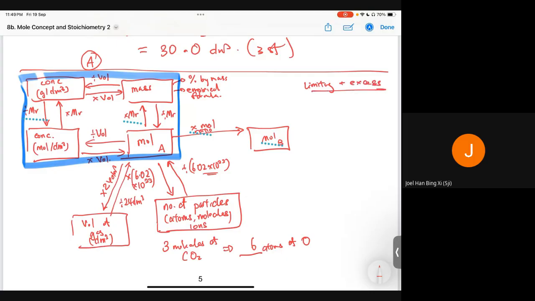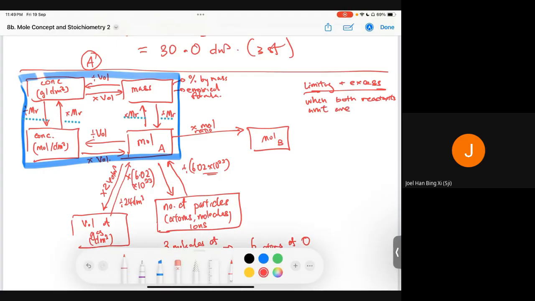Okay, so how do you know when to find the limiting or excess reactant? It is when both reactants' amounts, in terms of moles or whatever, maybe to show you the word amount, when both reactants' quantities are given and you are not sure which to start with, then you will need to find which is the limiting and which is excess.